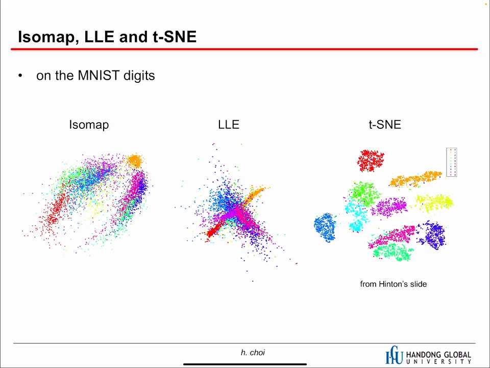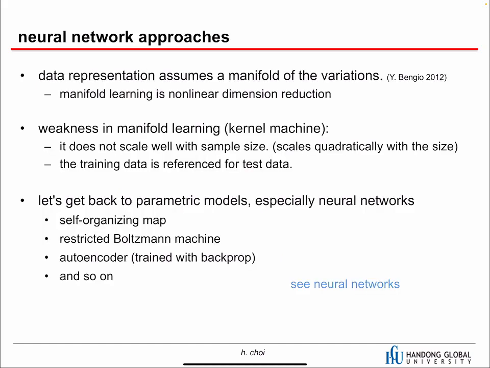And this is the result of Isomap, LLE, and t-SNE on the MNIST digits directly. Compared to Isomap and LLE, t-SNE finds more separable classes. And this is not perfect. As you can see here, there are some digits in the wrong class. But still, compared to Isomap and LLE, t-SNE is much better. So far, we talked about Isomap, LLE, and t-SNE.